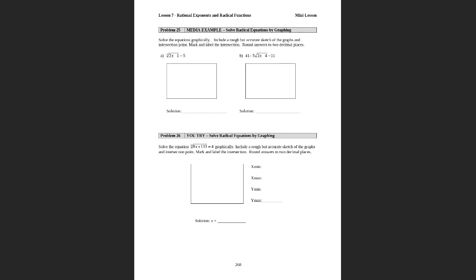Okay, problem 26. With problem 26, we have, I think, the fifth root of 8x plus 133 equals 4. So again, the 4 is going to be my y2, and this whole thing here is going to be my y1. So that's how I set it up in the calculator.